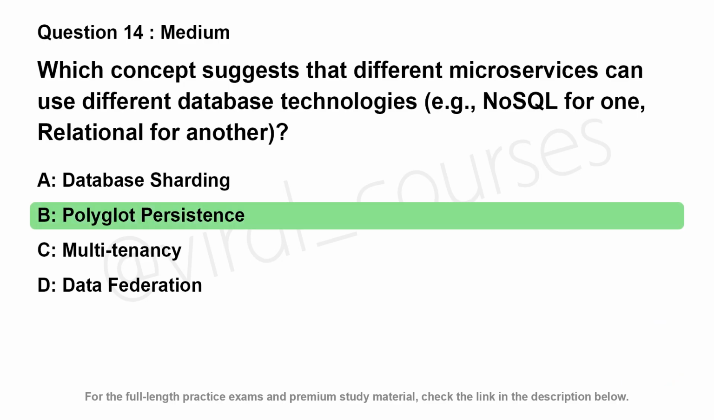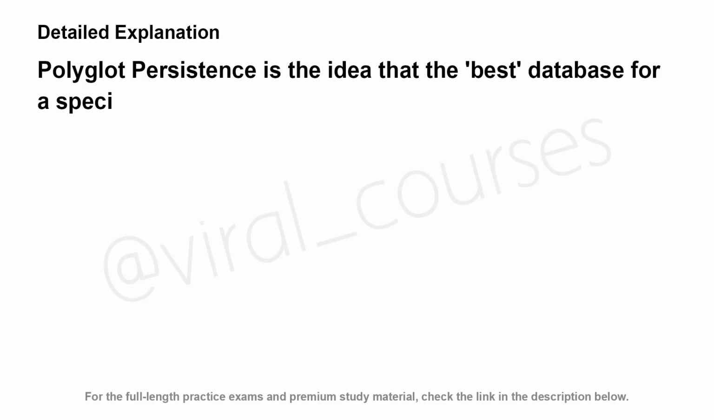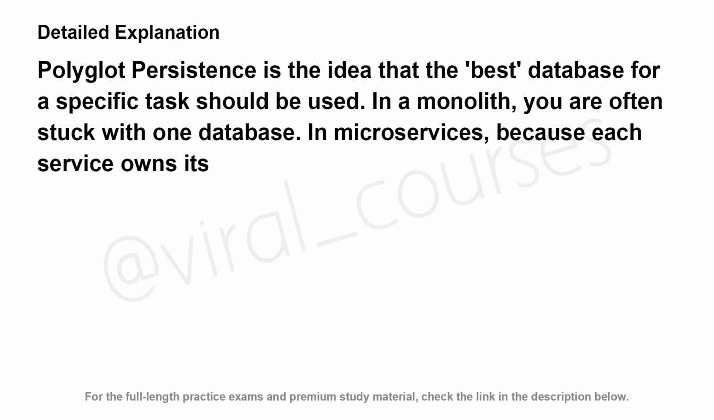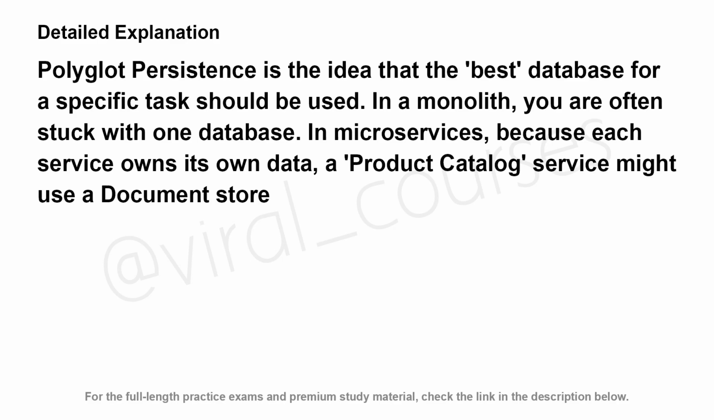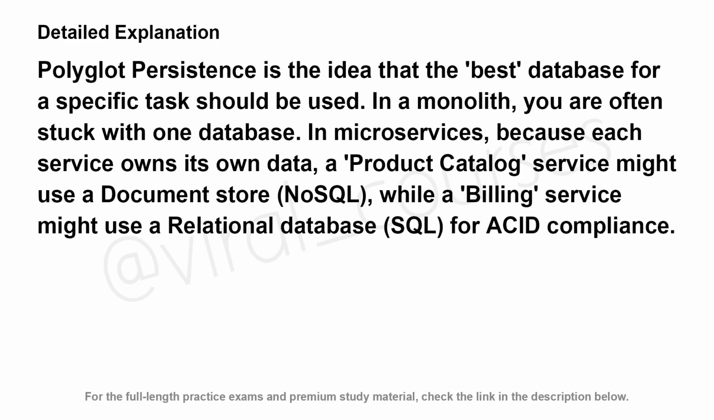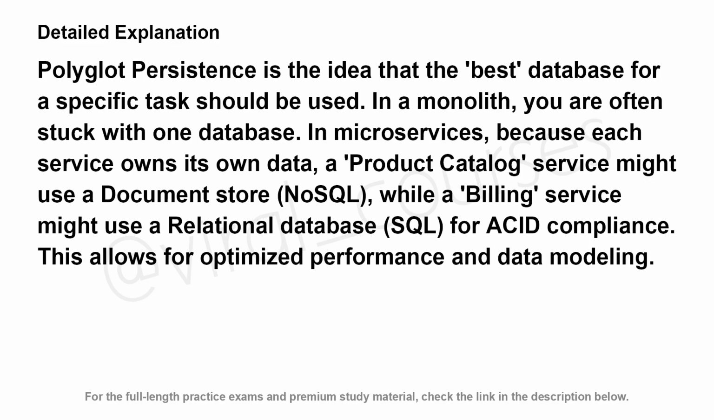The correct answer is B. Polyglot persistence is the idea that the best database for a specific task should be used. In a monolith, you are often stuck with one database. In microservices, because each service owns its own data, a product catalog service might use a document store (NoSQL), while a billing service might use a relational database (SQL) for ACID compliance. This allows for optimized performance and data modeling.